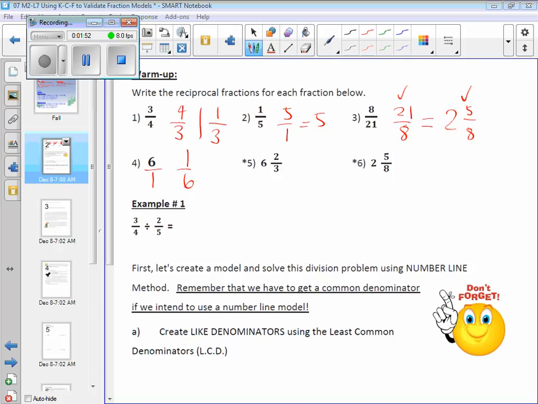It's easy to learn, but I haven't taught it to you yet. I see it on warm-ups, and I see it when we do review sheets. I'll see kids do this. No good. Change it first to an improper fraction. Then flip it. What did you get?